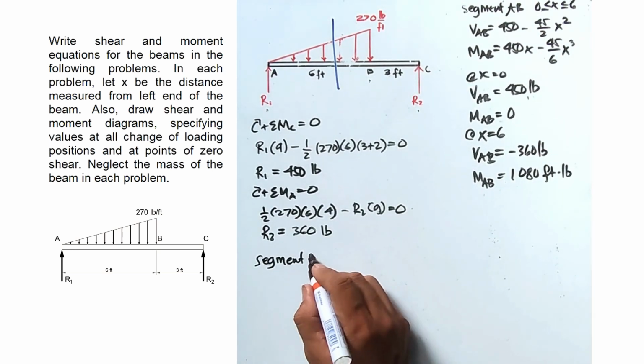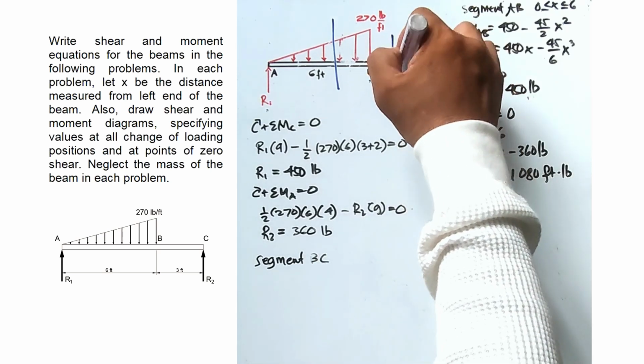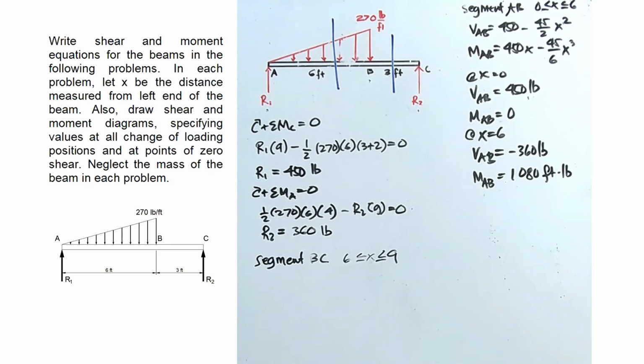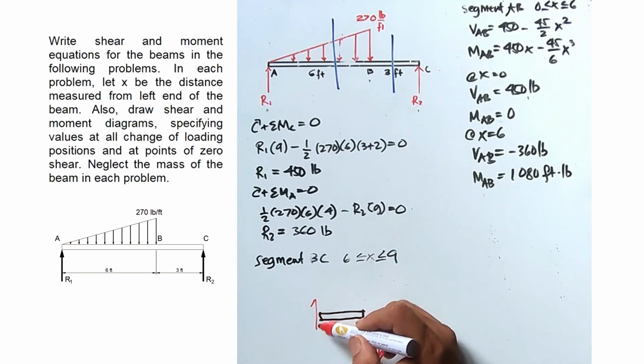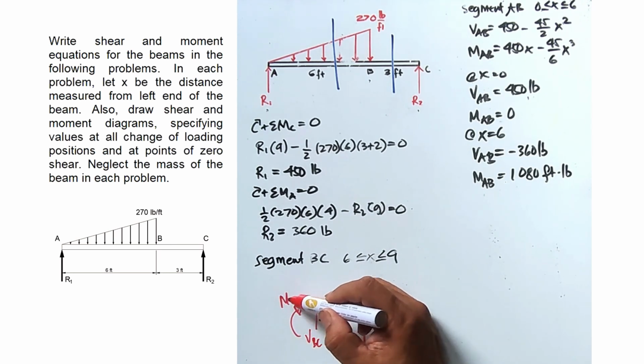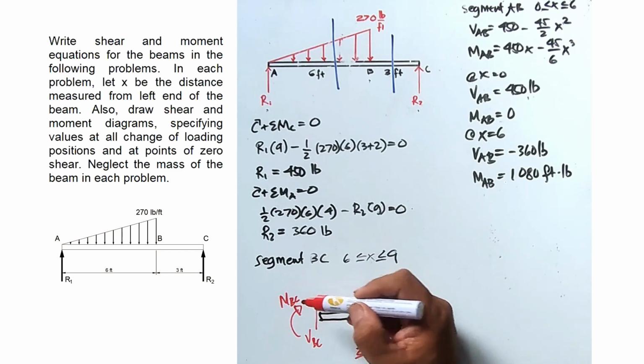Okay, segment BC. So we'll cut the section here, and our x will be from 6 to 9. But this time, let's try and use the right side of the section. So we have the reaction here. That's 360 pounds, and our sign convention is that this will be going upward. Bending moment is in that direction.